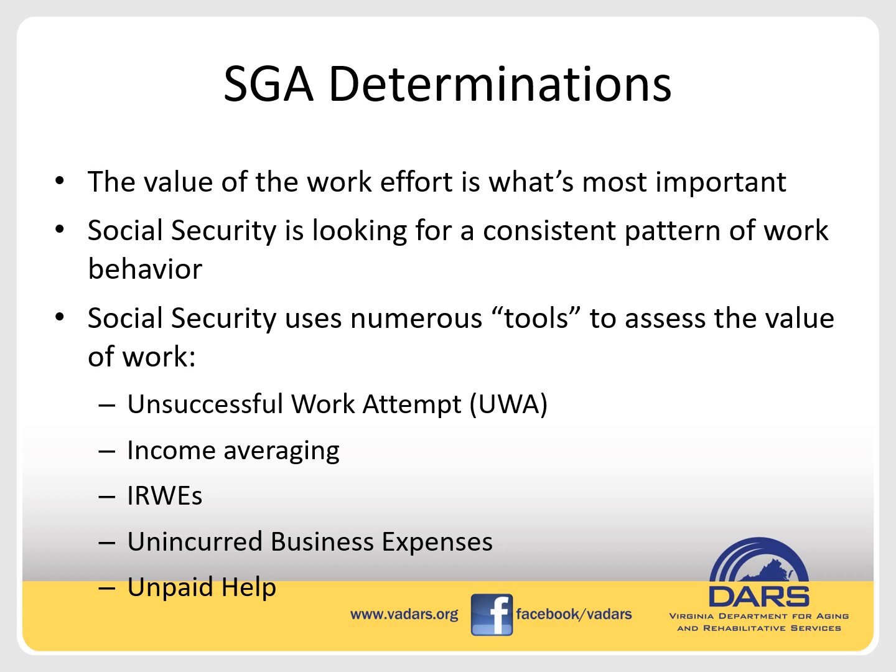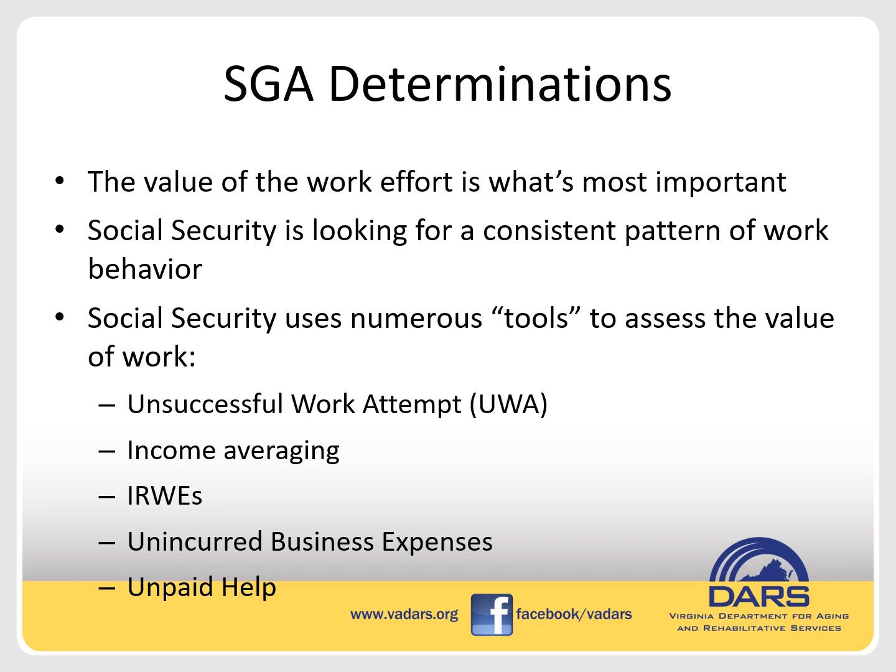So the value of the work is really even more important than just what the net profits are, because that all goes into determining whether or not a person's capable of doing SGA. Social Security is looking for a consistent pattern of work behavior. An example of that would be, say a client started a business in June and they've consistently put in 80 hours in a month, from June to December. That could be an example of a consistent pattern of work behavior where a client has been capable of putting the same amount of hours into the business every month that they work.